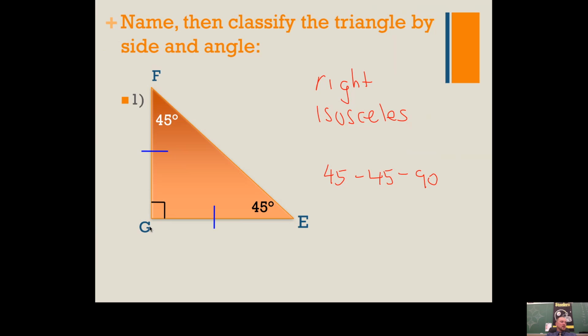Okay, now how would you name this triangle? I would name it triangle FGE. That kind of looks like a little bit of a star there. That's supposed to be a triangle, and I'm making it worse.